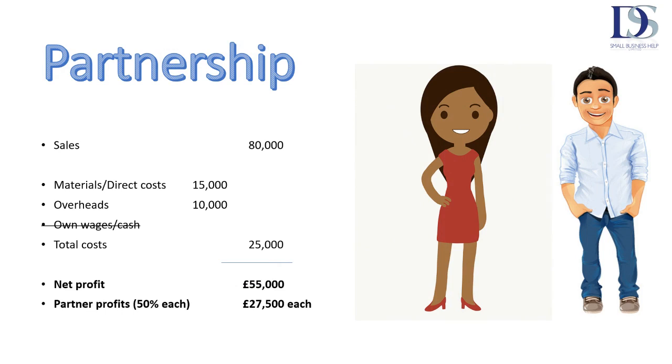If you're in a partnership, the same principle applies, but the profit of £55,000, as in our example, is split between the partners according to the partnership agreement. Often this is in equal shares, as in our example here, but it doesn't have to be.